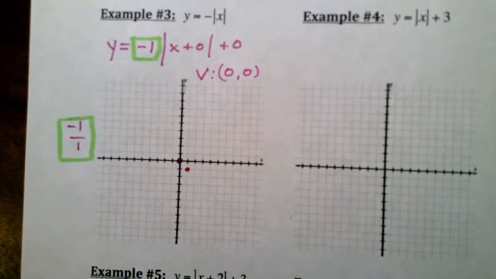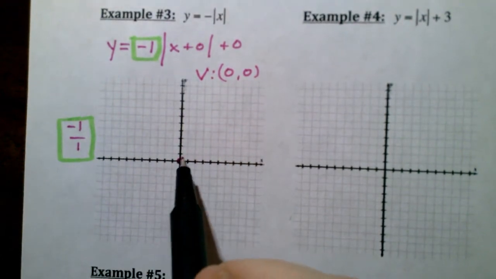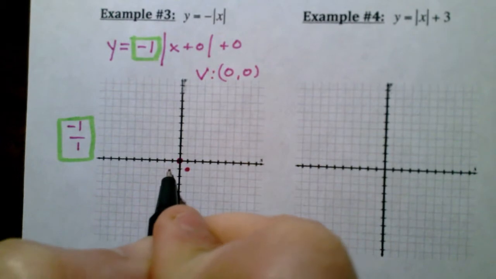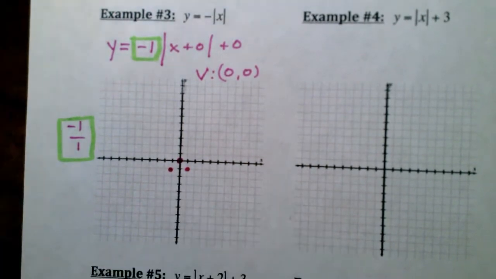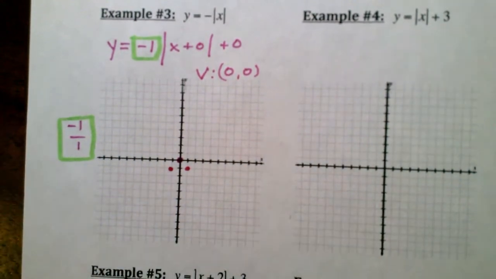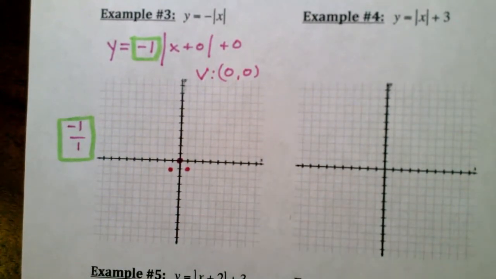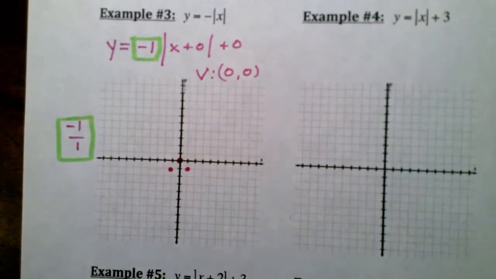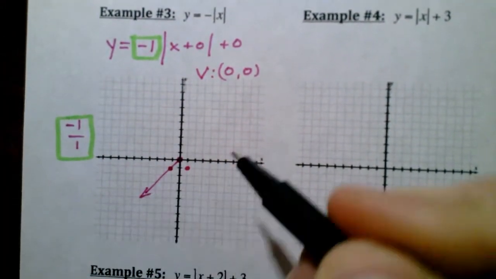But now think about this. The V normally opens up. Now it's opening down. So now I need to have the mirror image point on the other side here. For absolute value, it will either open up or it will open down. If the a in front is negative, then it's going to open down, and my mirror image is created this way.